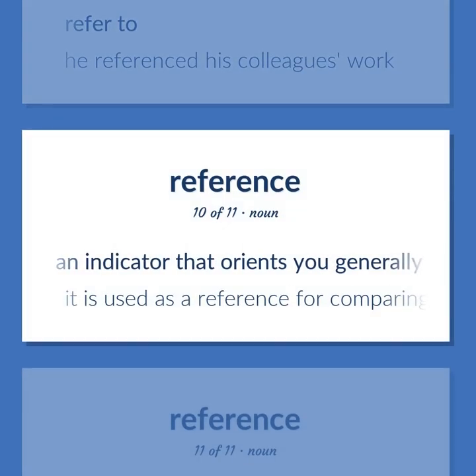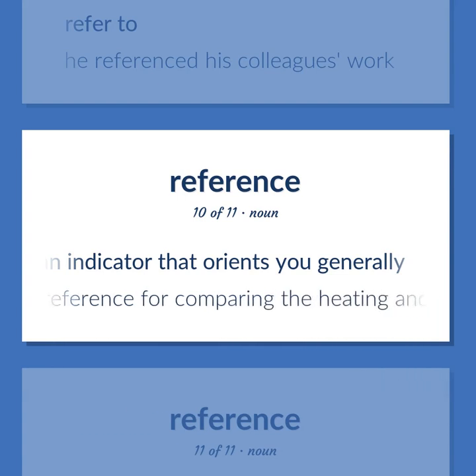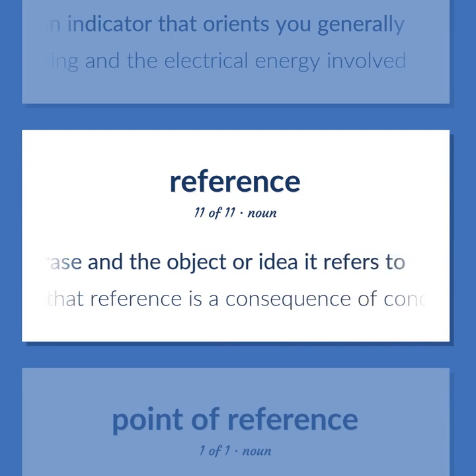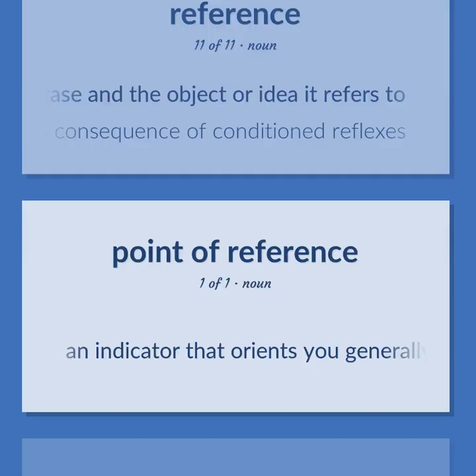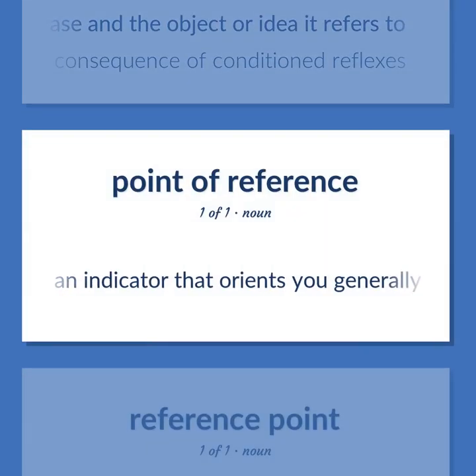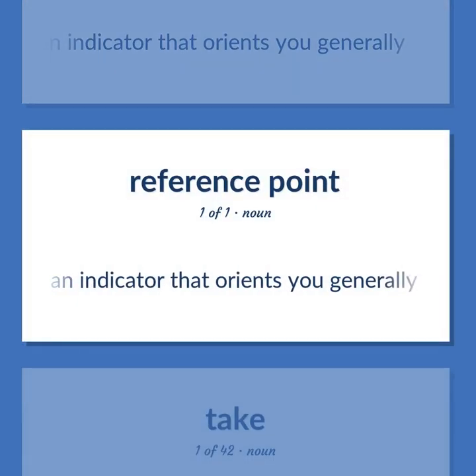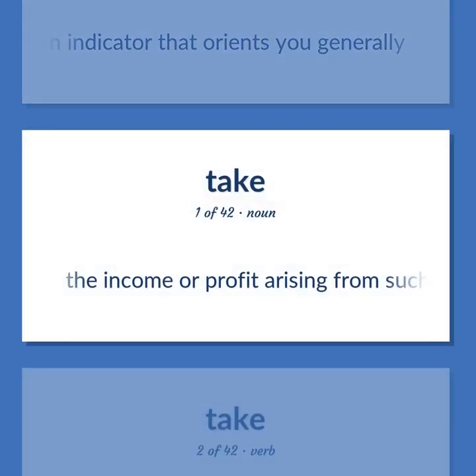An indicator that orients you generally. It is used as a reference for comparing the heating and the electrical energy involved. The relation between a word or phrase and the object or idea it refers to. He argued that reference is a consequence of conditioned reflexes. An indicator that orients you generally. The income or profit arising from such transactions as the sale of land or other property.